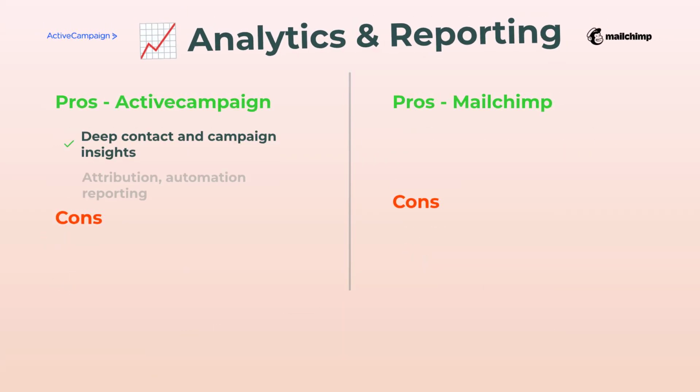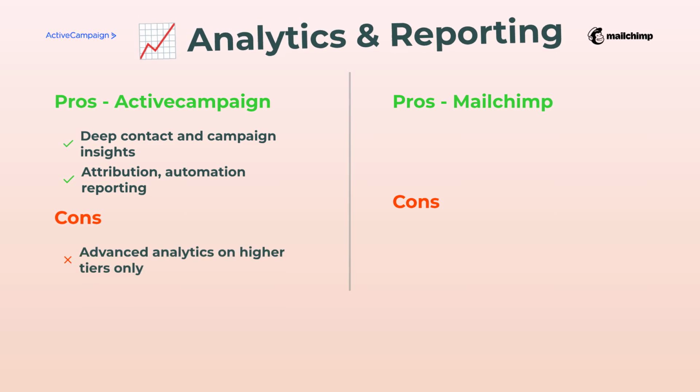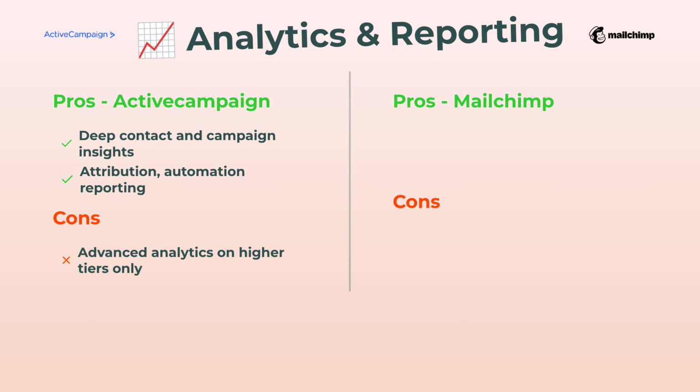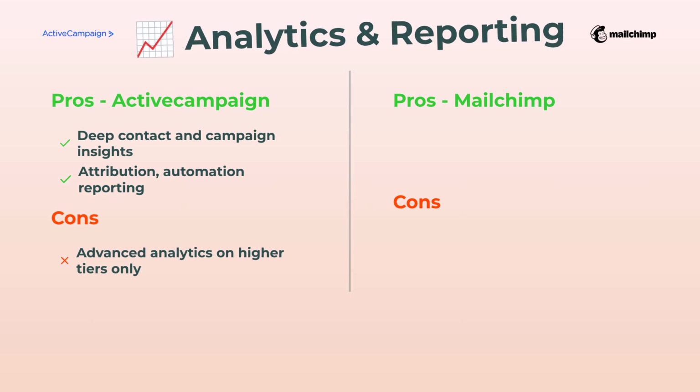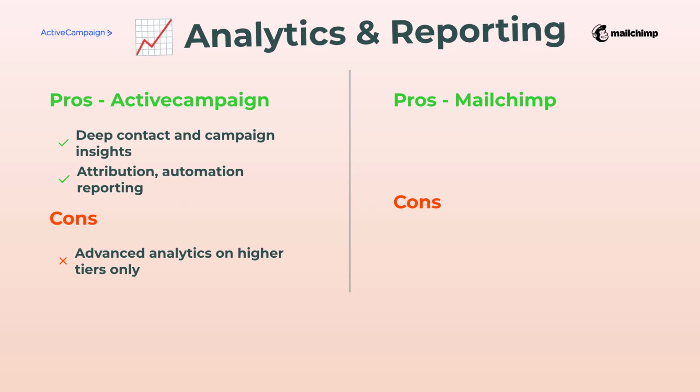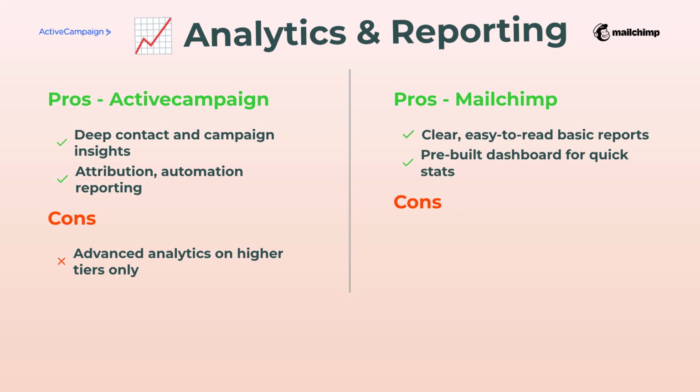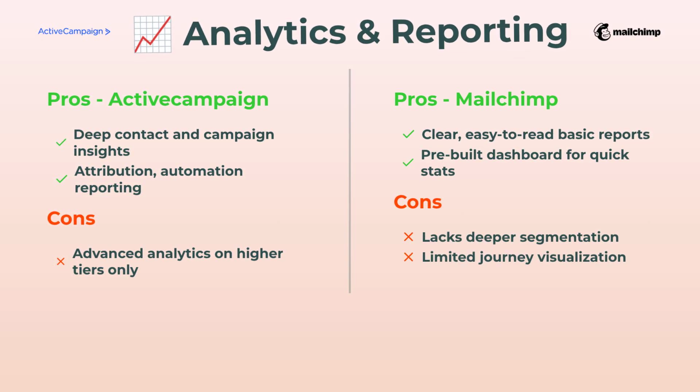Let's jump into analytics and reporting. So Activecampaign, this thing gives you all the good stuff, whether it's campaign insights, contact level details, or tracking your automations. It's almost scary how much you can see. There's even attribution if you need to know where every lead came from, but the juiciest analytics do only come on higher plans.